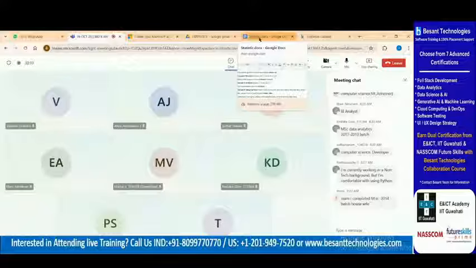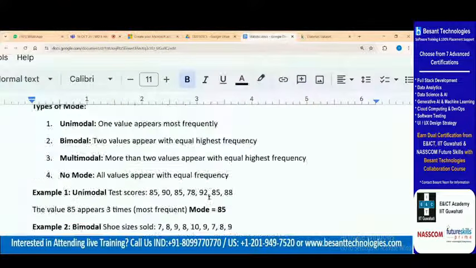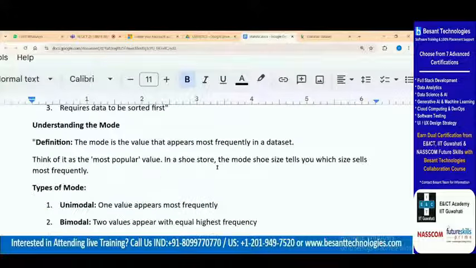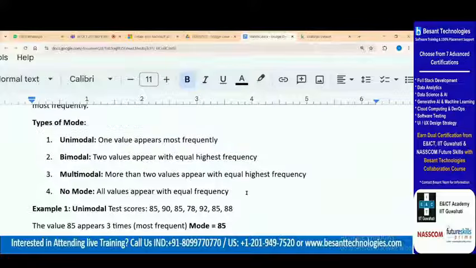Okay, Tina. Fine. So that is about this mode. The most repeated value will be taken care of, and we can take the mode value. So again, the mode is of three types: unimodal, bimodal, and multimodal.